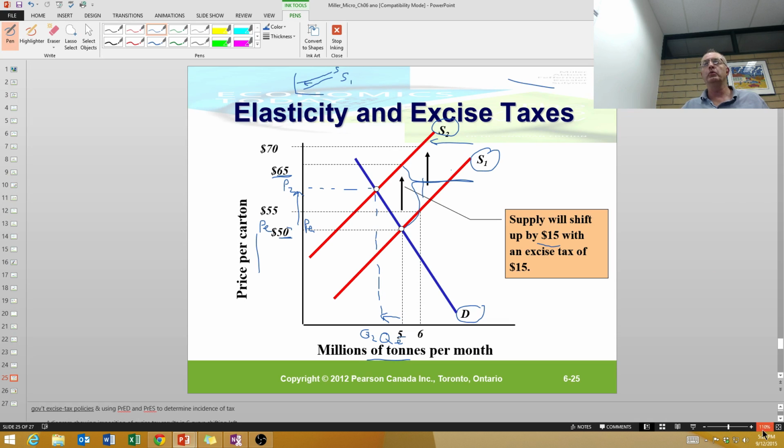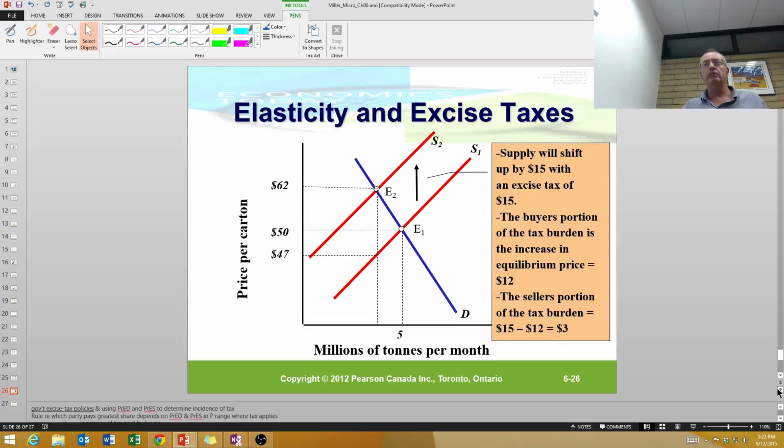Okay, so we need to figure out which party bears the greatest incidence of the tax. Of that $15, it's not that the consumer pays the whole $15. The vendor pays part of the $15 and the consumer pays part of the $15, and we want to figure out how much each party pays. There's a simple rule, and once we understand the rule, we can figure out which party pays the greatest part of the tax by using the elasticity of supply and demand.